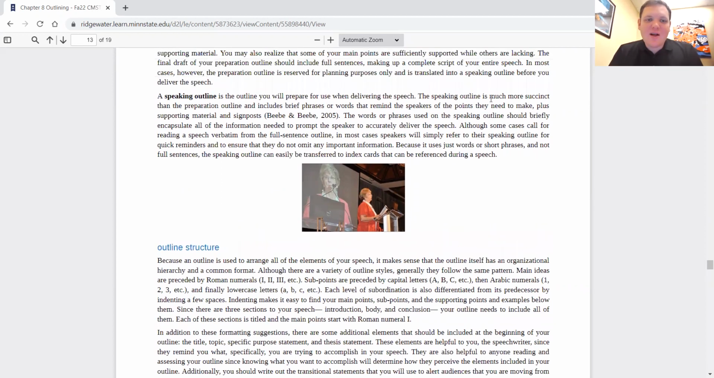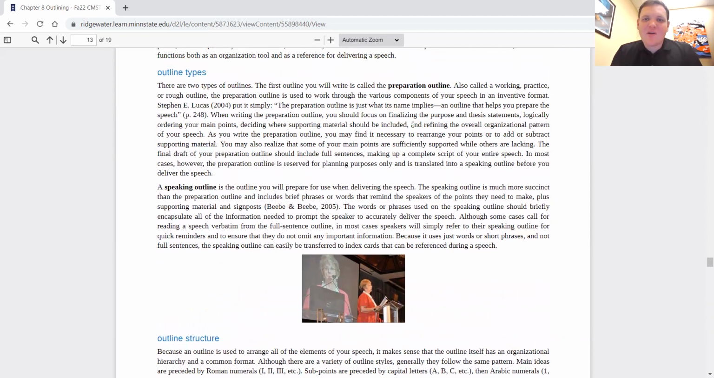Now, when you're turning in an outline for a class, you're probably going to want to have a polished preparation outline with enough details. So not just figuring out what's missing, but putting in those missing key components. Often I tell my students to turn in a full sentence outline, so I have a strong idea of what you're talking about.